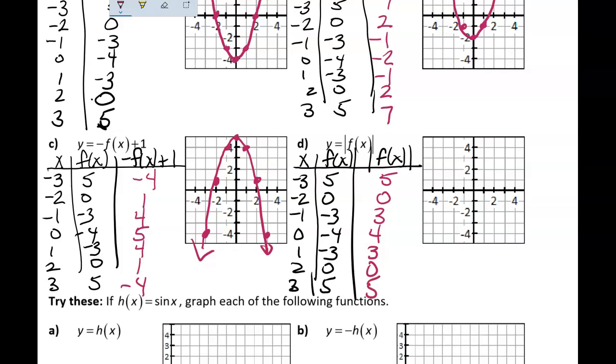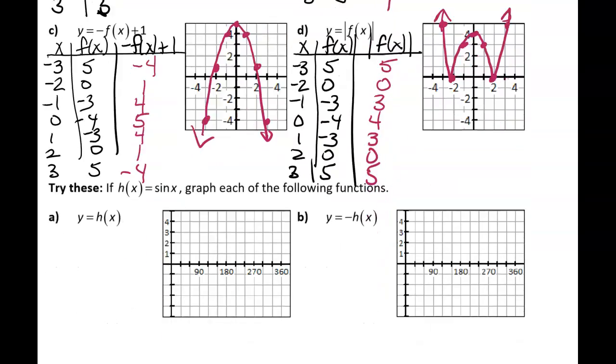So now we have negative 3, 5, negative 2, 0, 1, negative 3, and 0, 4, 1, 3, 2, 0, and 3, 5. So remember what we talked about before. This graph took the part of the original graph that was below the x-axis and flipped it above, and left the part that was already above, so that now all y values are non-negative.